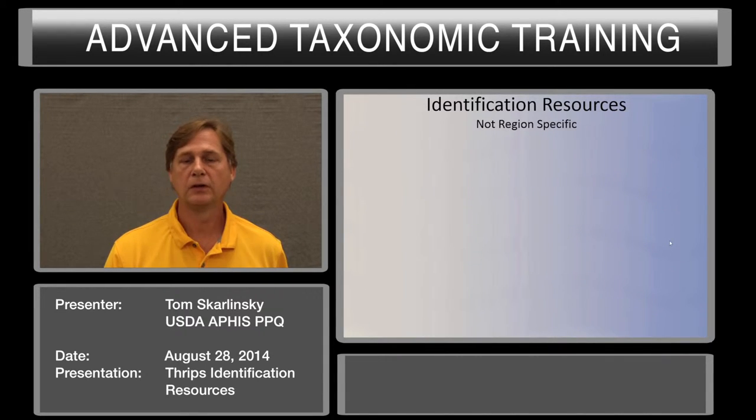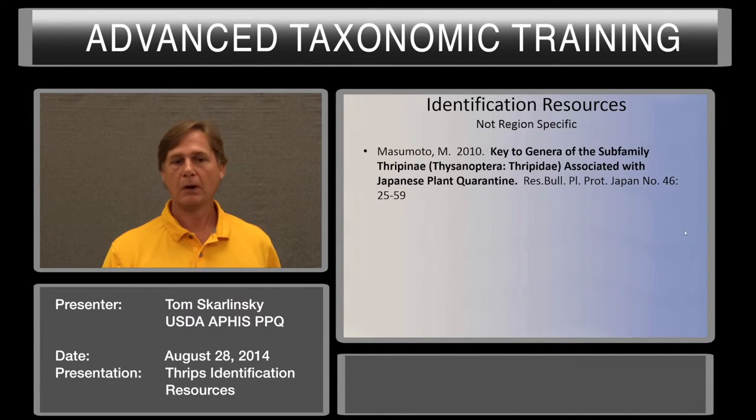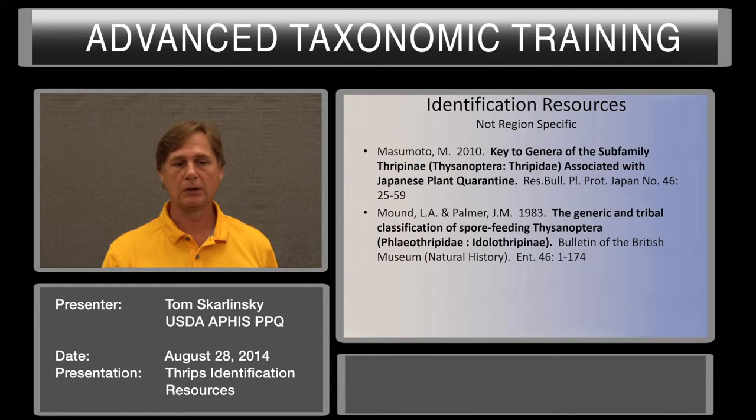Now, other identification resources: these tools are not necessarily always regional specific. Sometimes you might have one such as this key by Masumoto, which is just a key to subfamilies of Thripinae that have been found in quarantine in Japan. Basically these are interceptions of quarantine species from all over the world, so it's not really regional specific. You could use this to get at least a genus level identification in that subfamily.